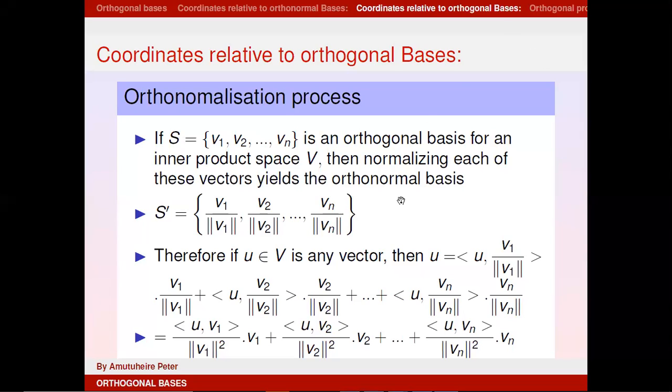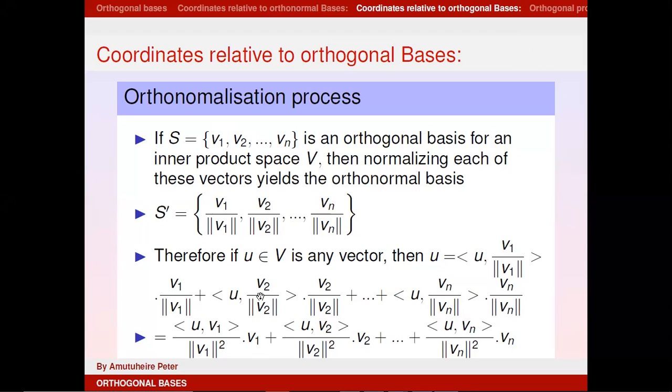Yeah, so once we have an orthogonal basis S, then by normalizing each vector, we get an orthonormal basis S prime. And from the theorem we looked at, every element U in V can be written as this linear combination here. And I was explaining how we come up with this step here.